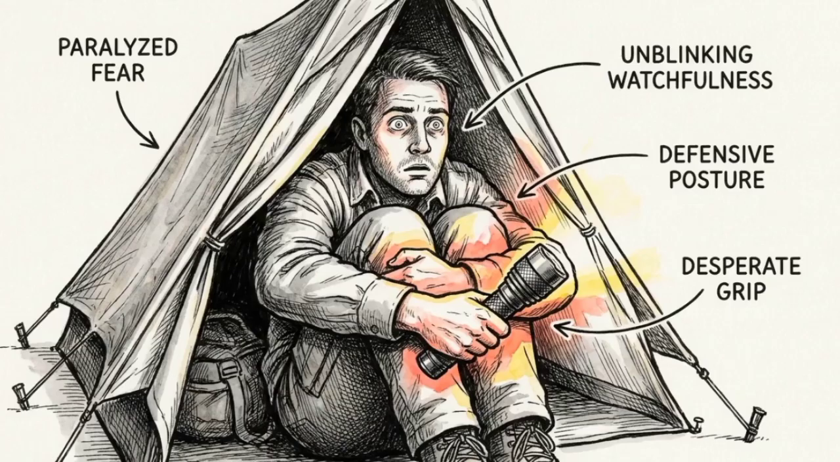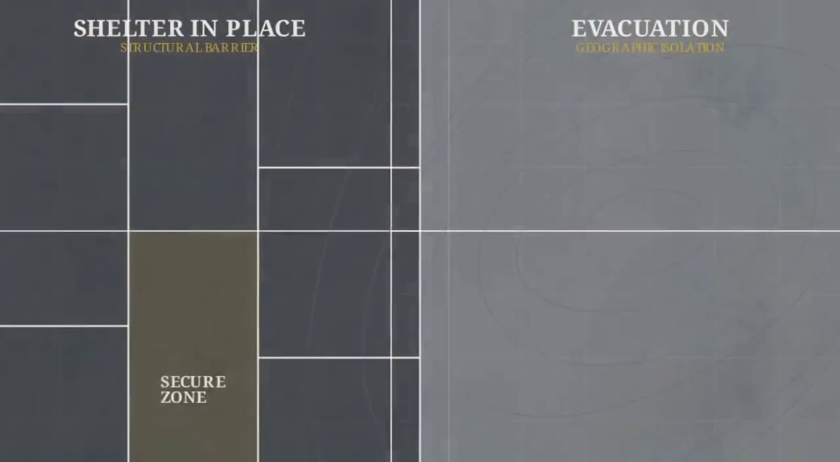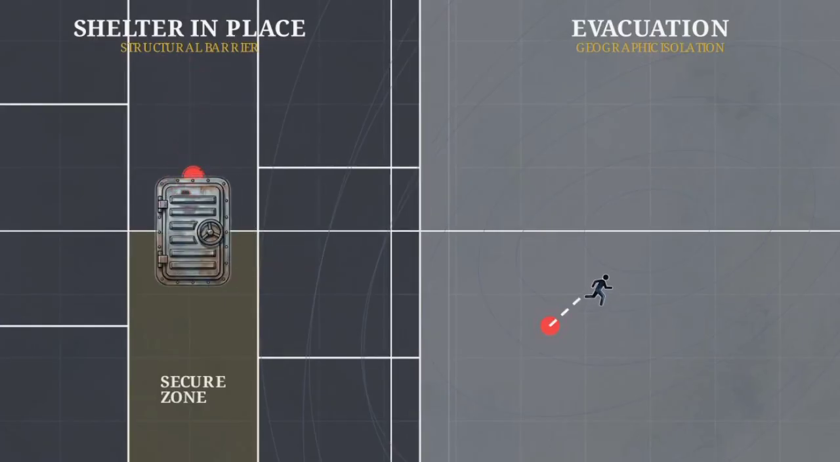The Oregon campers sheltered silently inside their tents, waited for first light, and immediately packed their equipment to evacuate the forest entirely. Surviving an unexplainable encounter relies on geographic isolation. You survive by placing heavy industrial doors or vast miles of distance between you and the anomaly.